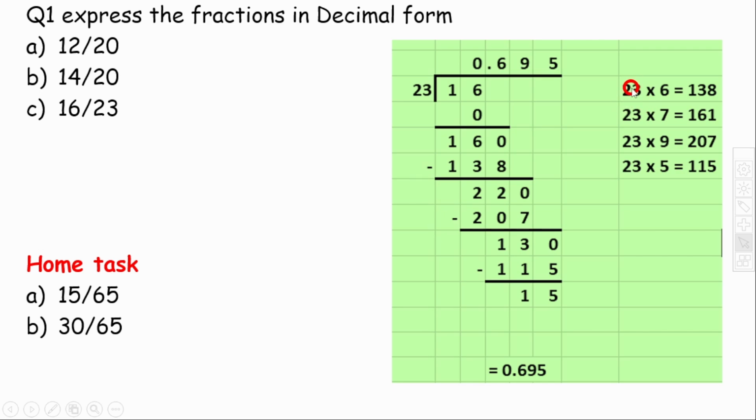You do your multiplication table again. 23 times 6 is what? 138. So it's more than 130. So you move back one step, which is 23 times 5. 23 times 5 is what? 115, which is less than 130. So you select 5 as the number of times you can find 23 in 130. You write the 5 here, on top. You now say 23 times 5 is 115. You write it underneath. Then you now do the subtraction. Our final answer becomes 0.695.